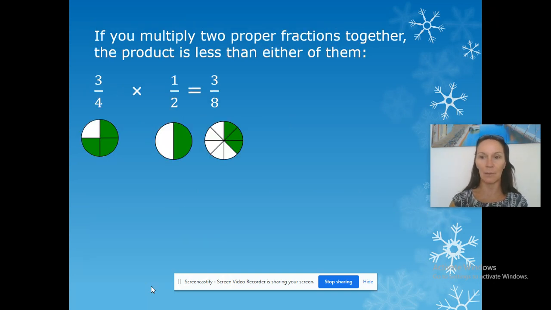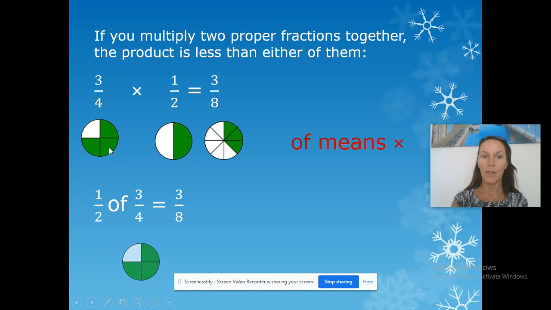Let's have a look at this picture to help build you a better image of that. If you multiply 2 proper fractions together, the product is also less. So 3/4, as you can see here, times a half is 3/8. So what I've done here, what it's asking you to do, is find a half of 3/4. And as you can see, this part of the picture is a half of that part of the picture. 1/2 of 3/4 is 3/8.